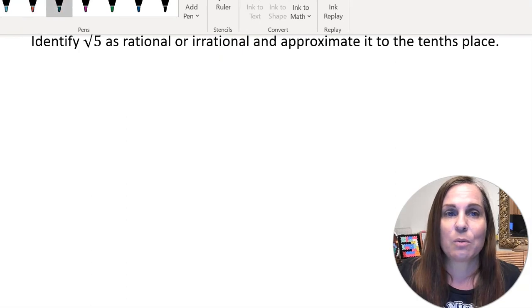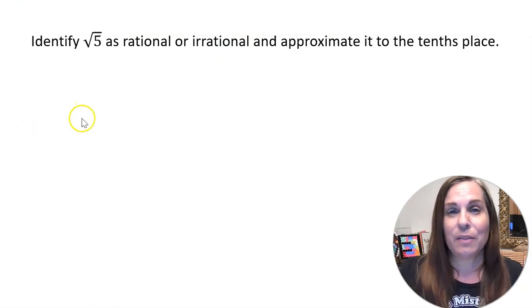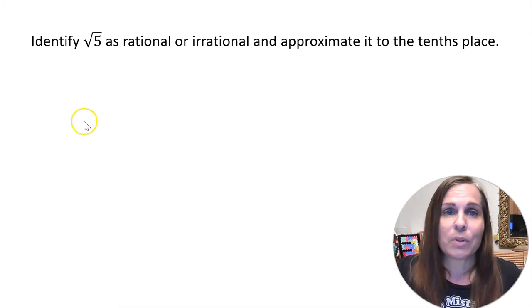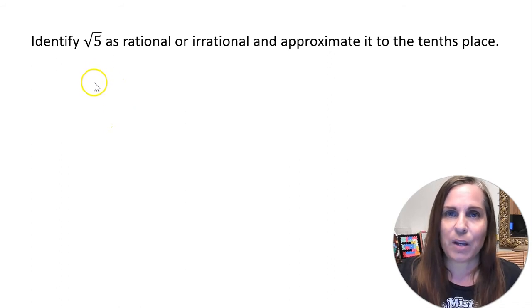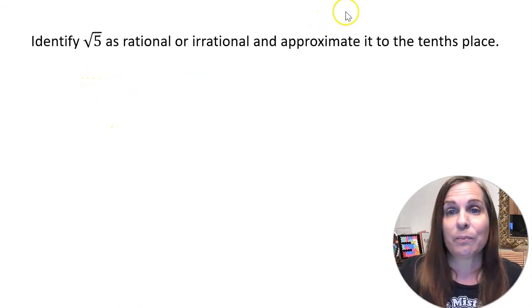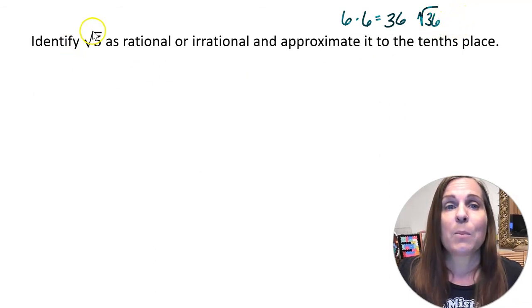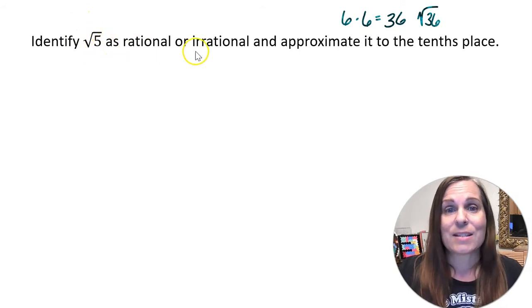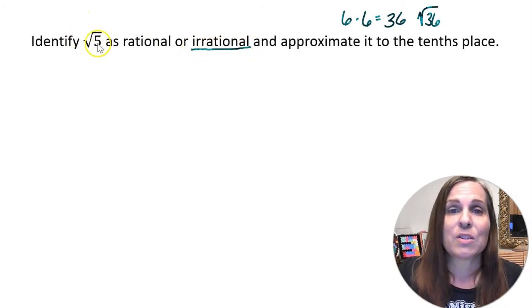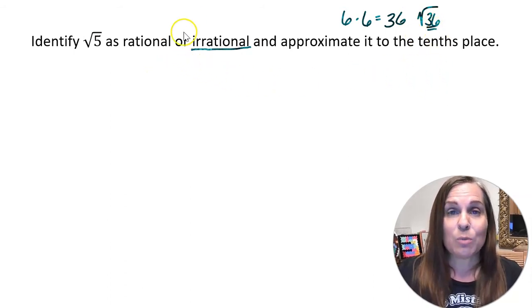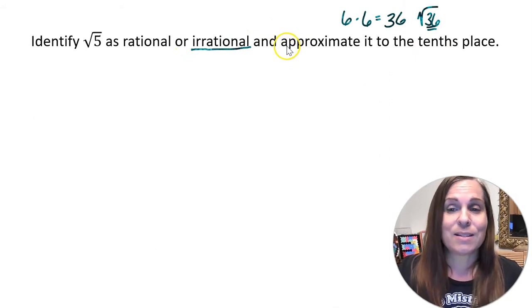Well, if this were rational, that would mean we could think of an integer or whole number that we can multiply by itself to equal 5. So, for example, 6 times 6 is 36, so the square root of 36 is rational. But the square root of 5 is irrational because 5 is not a perfect square like 36. So it's an irrational number, and now we're going to approximate it to the tenths place.